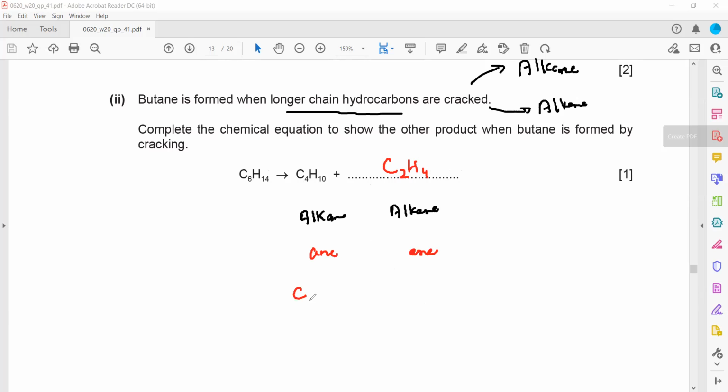How to identify that it's an alkene? The general formula for an alkane is CnH2n+2. And for an alkene, the general formula is CnH2n, like the number of hydrogens will always be twice the number of carbon atoms.